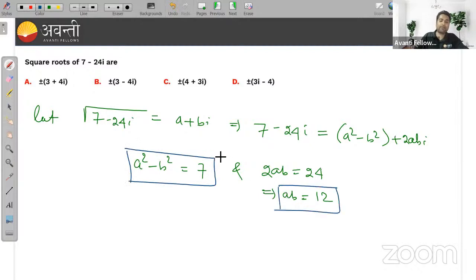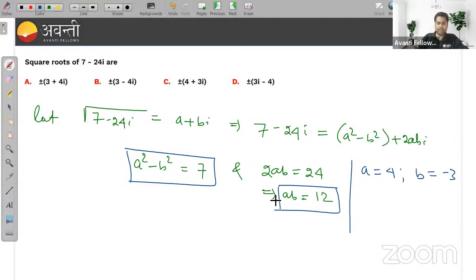Now, if you solve these two, what will you get? What are the values of a and b you are getting? Now tell me in the chat box, what is the answer? Solve these two: a square minus b square is equal to 7 and ab is equal to minus 12. By solving these two, we are getting a is equal to 4 and b is equal to minus 3.